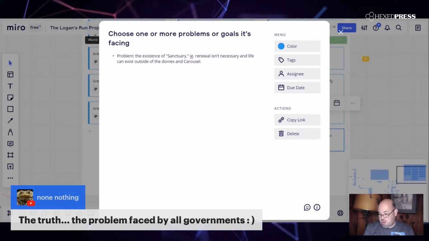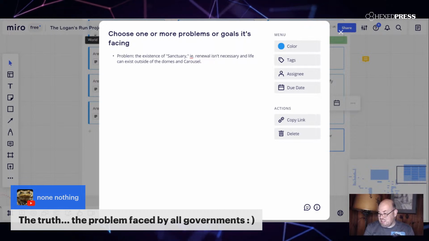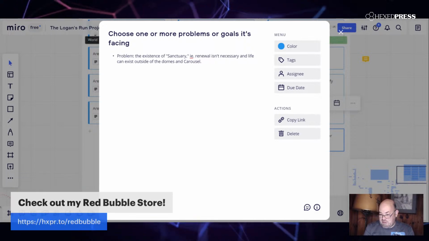And nothing points out the truth. The problem faced by all governments. Yes, exactly. All right. What they don't want you to know. So yes, that is definitely problem number one.